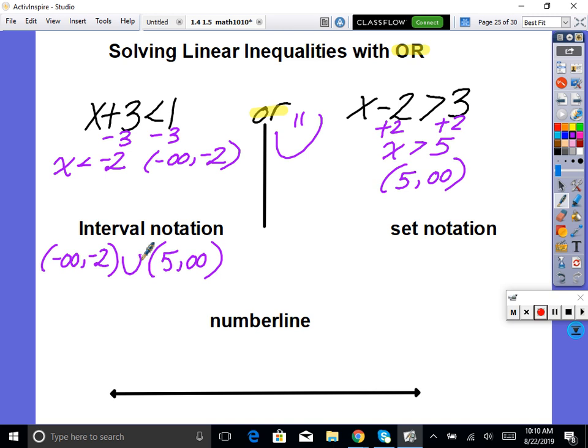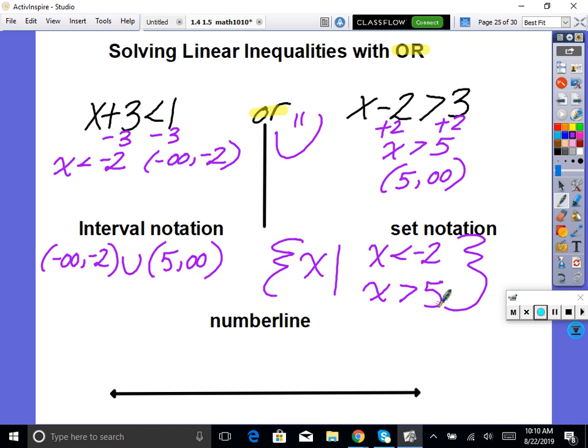So for our set notation with or, you actually just write them separately. You don't merge them with or. Remember before with and, when it was bouncing between, we had to put it together. So with or, you can just say x such that x is less than negative 2, or x can be greater than 5. So or gets to stay separated.